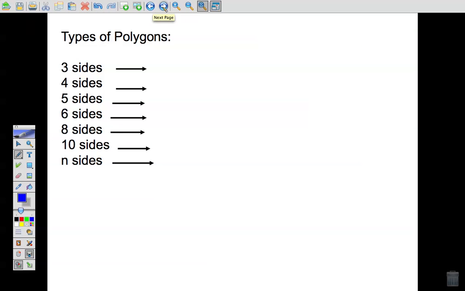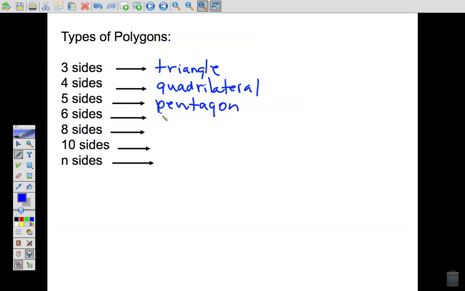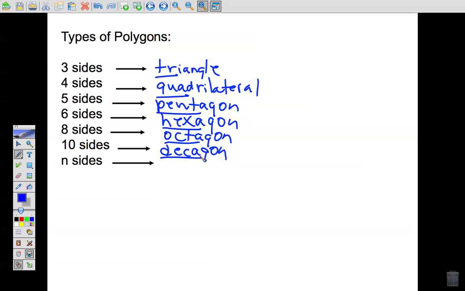All right, now, three-sided figure, we call that a triangle. Four-sided figure is a quadrilateral. A five-sided figure is a pentagon. A six-sided figure is a hexagon. Eight-sided figure is an octagon. 10 sides, decagon. And on all these here, notice the prefix. The prefix stands for the number of sides. So tri means 3, quad means 4, penta means 5, and so on. And this is how they come up with the names.